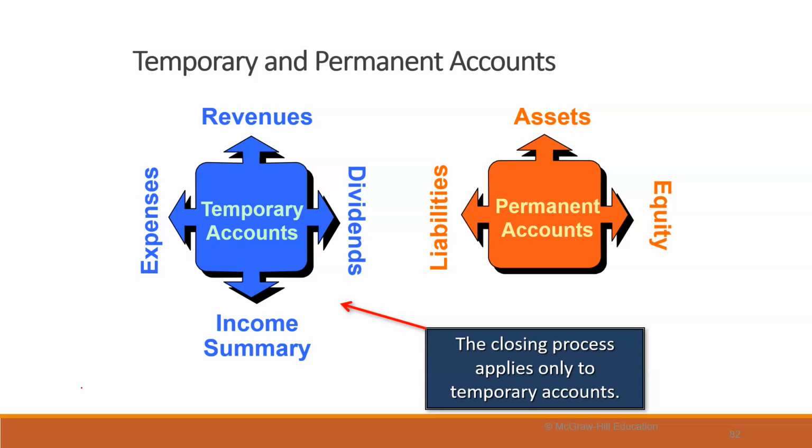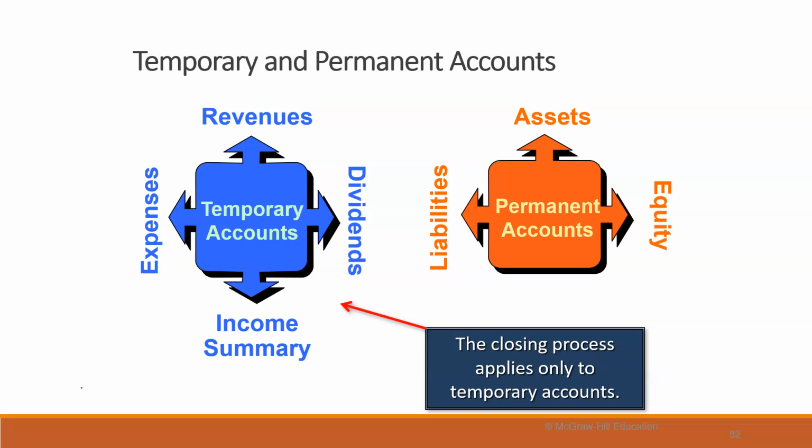We use an account called Income Summary to complete the closing process. The accounts that are closed are our temporary accounts, which are revenues, expenses, and dividends. Assets, liabilities, and equity are permanent accounts.